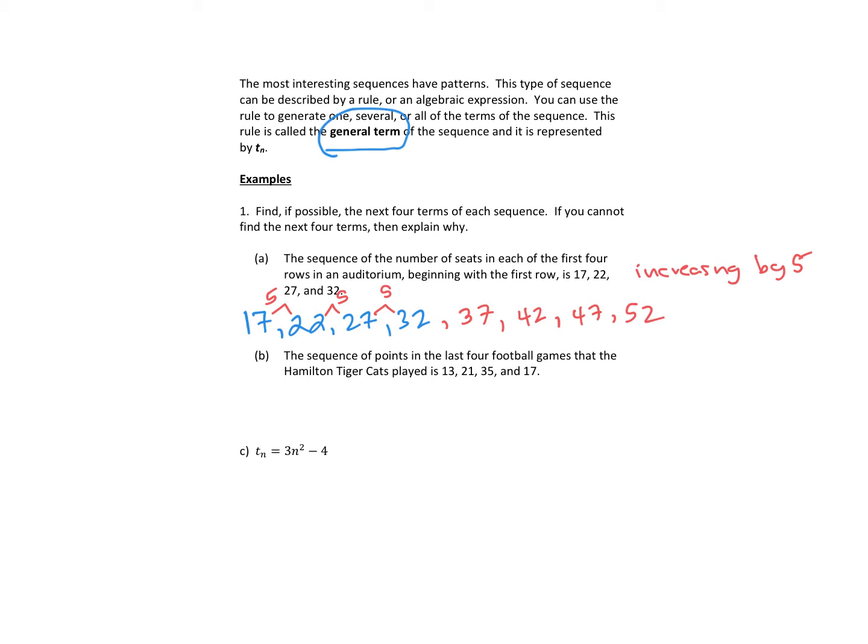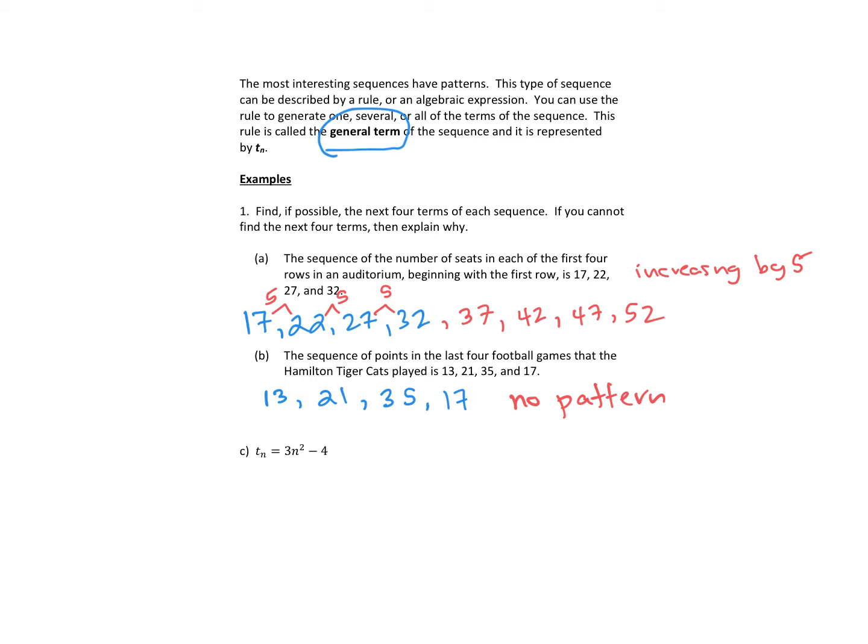In this sequence, this is the points in a football game from the Hamilton Tiger Cats. So in the first game, they get 13 points. The next game they got 21 points, the next game they got 35 points, and then the 4th game they got 17. Well, in a situation like this, there is no pattern because the number of points the team gets in a game is totally random. We don't know how many points they're going to get. There's not going to be a pattern. So we would say there's no pattern, so we can't predict what the next number would be in the next game.